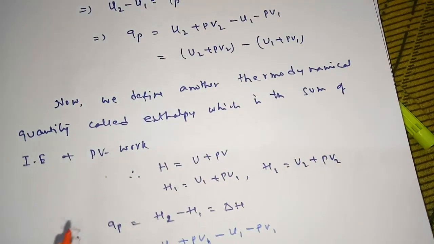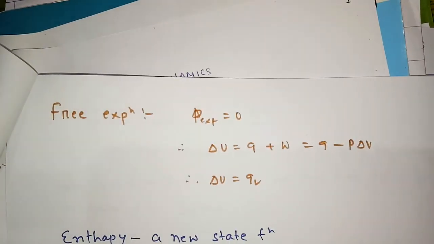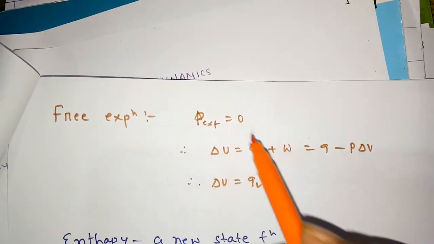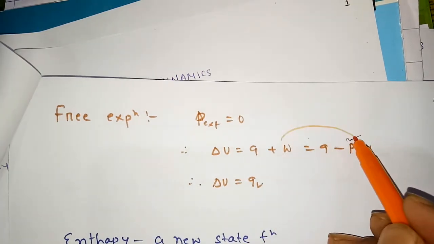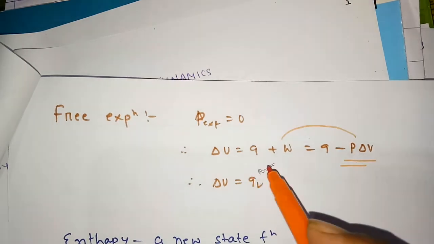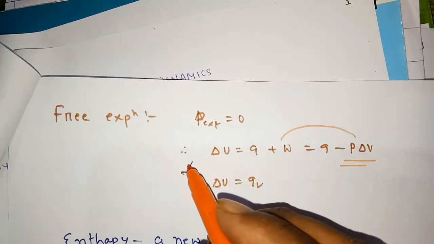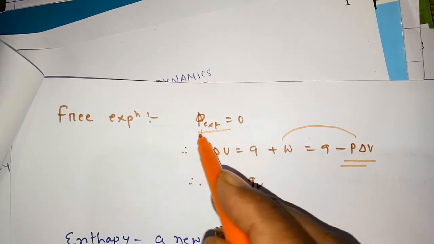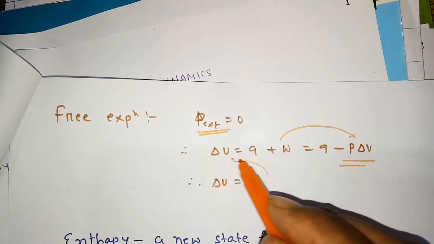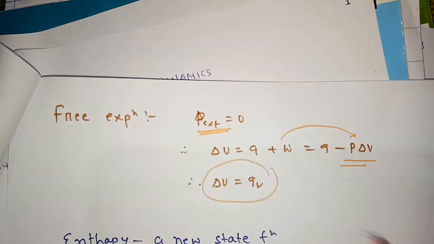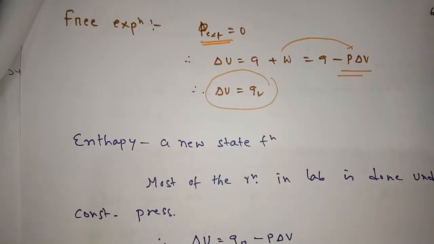Next definition, we are taking free expansion. For free expansion, external pressure will be 0. Del U equals Q plus W, that is Q plus W, which is again minus P del V. Now if external pressure is 0, then 0 into del V is equal to 0, so that represents del U equals Q.